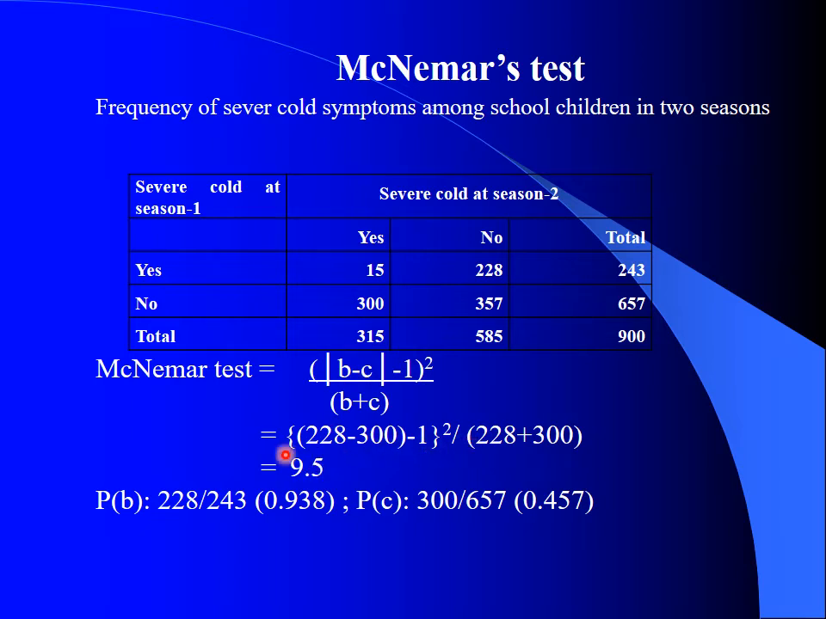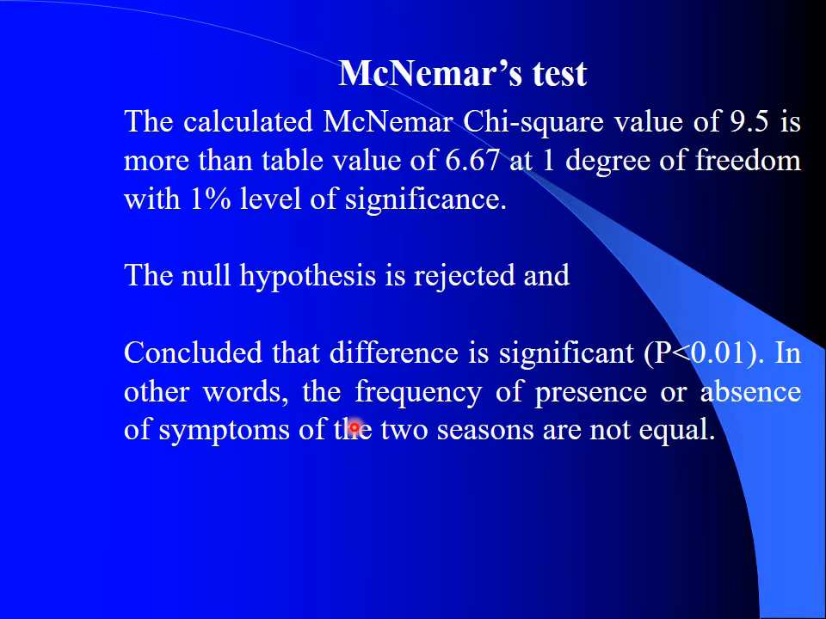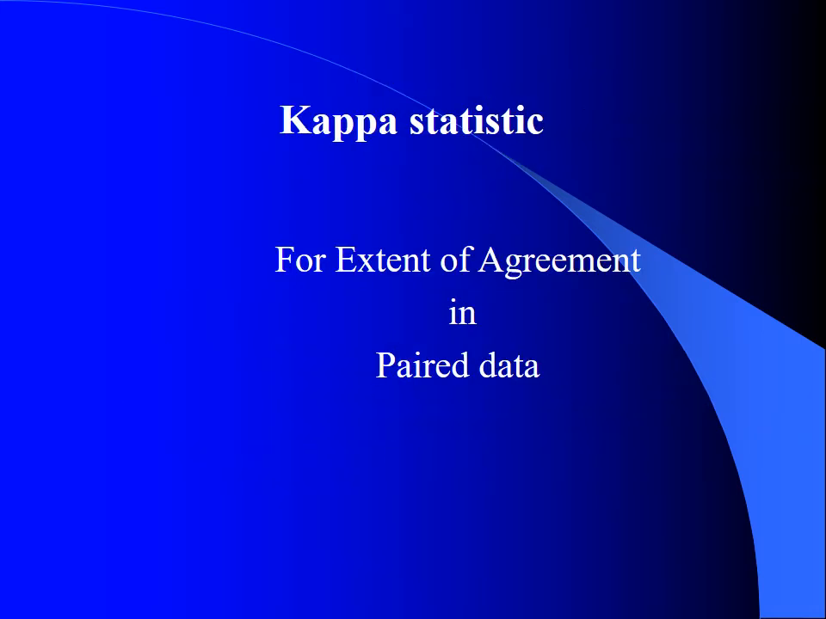On substitution of these two values in this, we got a McNemar chi-square value of 9.5. The calculated McNemar chi-square value of 9.5 is more than the critical value of 6.67 at 1 degree of freedom. So the null hypothesis is rejected, and it is written as p less than 0.01. In other words, the frequency of presence or absence of symptoms in the two seasons are not equal.